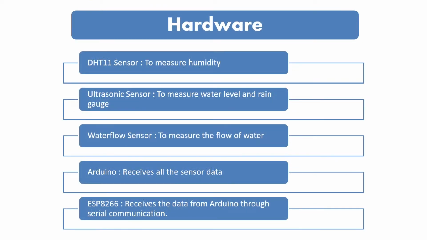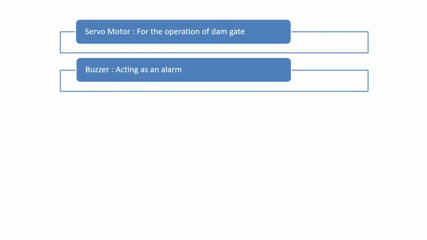Now, let's focus on the hardware that we have used. A DHT11 sensor is used to measure the temperature and humidity. Two ultrasonic sensors have been used for the measurement of water level and rainfall. Next, a water flow sensor is used to measure the flow of water. Next is an Arduino Uno board that receives all the sensor data. Then a NodeMCU or ESP8266 that receives data from Arduino through the serial communication port. Then a servo motor for the operation of the dam gate, and lastly a buzzer which will trigger an alarm.